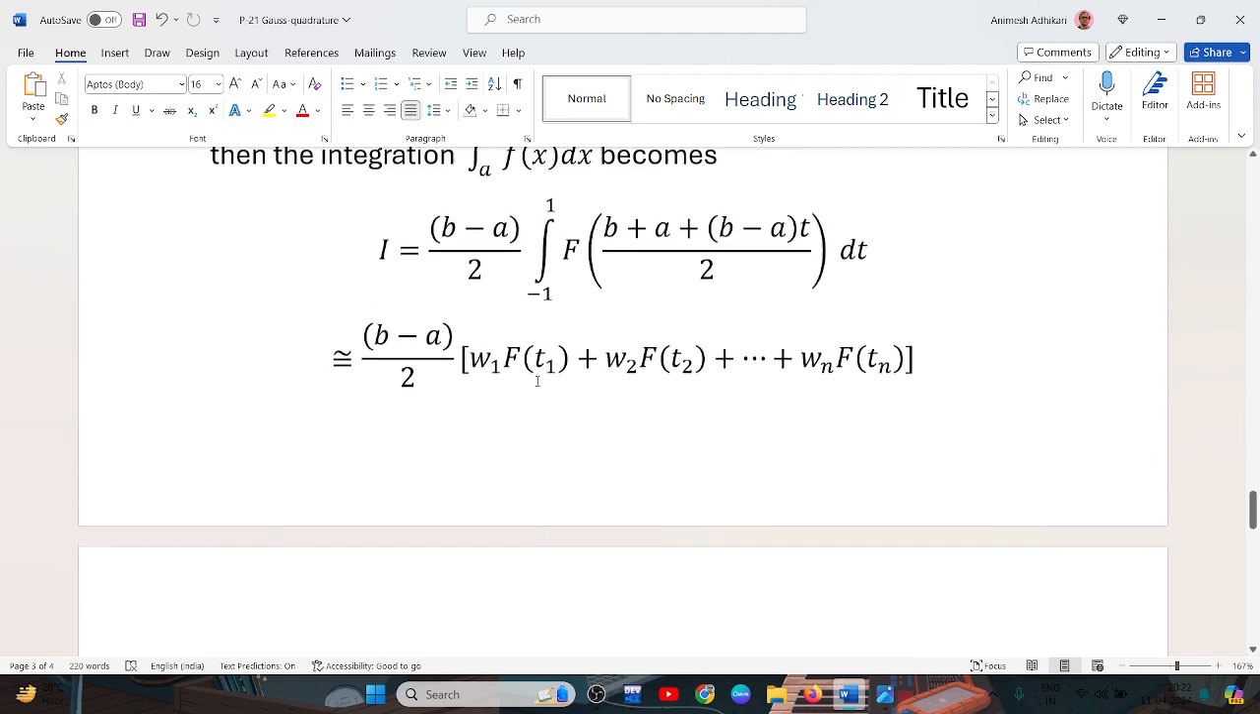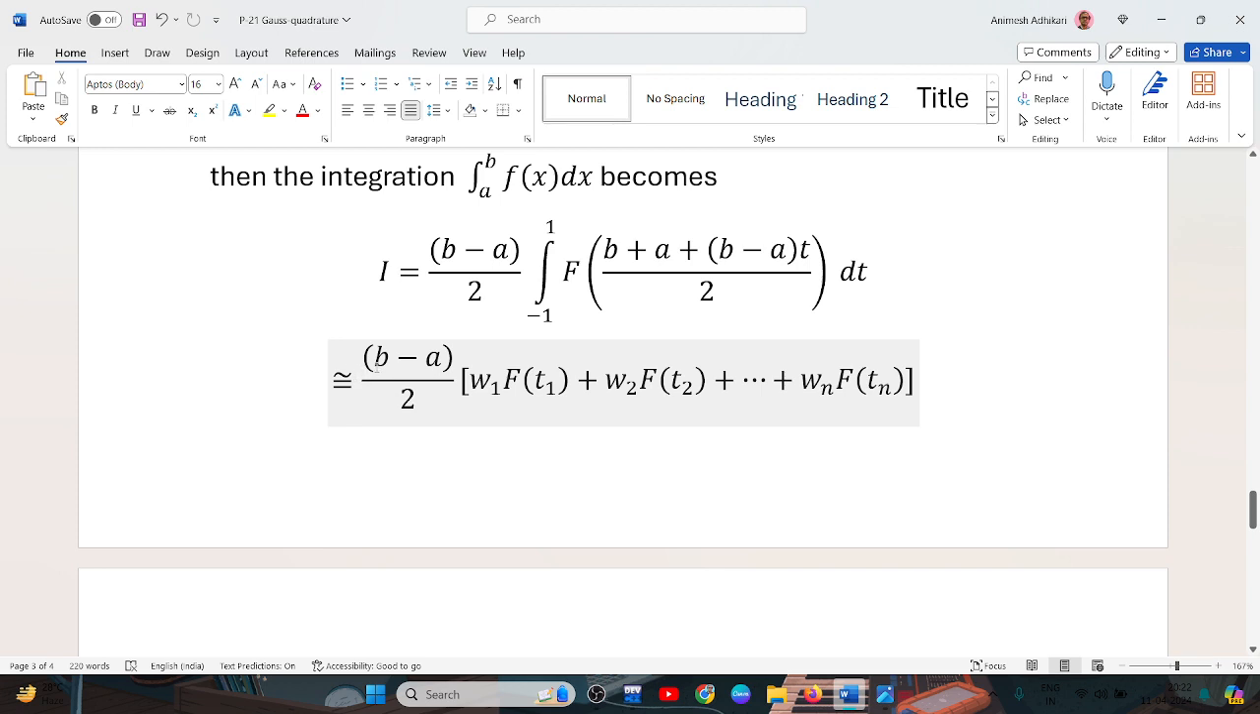And correspondingly the approximate formula is: (b minus a) divided by 2 times w1 f(t1) plus w2 f(t2) plus up to wn f(tn).